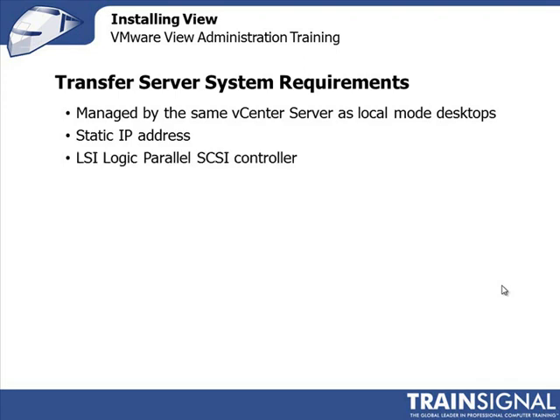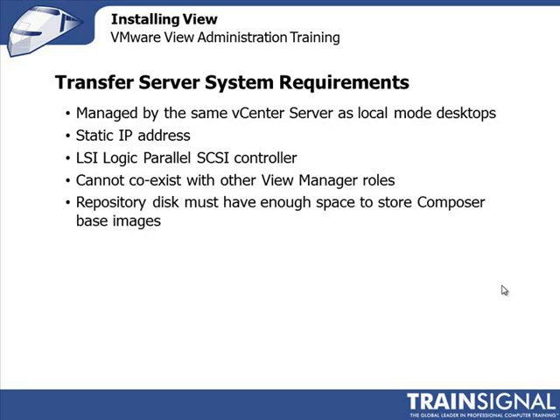When you create the virtual machine, make sure it has a LSI Logic Parallel SCSI controller. This is not the default for a Windows 2008 virtual machine. When you install the transfer server, make sure not to install any other View Manager roles on that server. Later on in the lesson, I'll show you how to configure the transfer server repository. But for now, remember that the disk that holds this repository needs to have enough space to store all the Composer images that you're going to allow users to download.